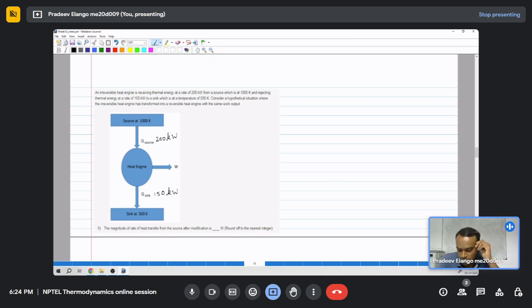Consider a hypothetical situation where the irreversible heat engine has transformed into a reversible heat engine with the same work output. The first question is, the magnitude of rate of heat transfer from the source after modification is dash watts. Now we know W can be written as Q in minus Q out, that is 200 minus 150, so W is 50 kilowatt. This is the work output of the irreversible heat engine, and it will be the same work output for the reversible heat engine as well.